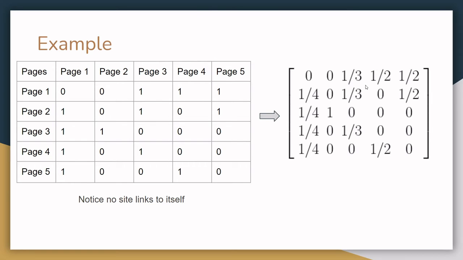Page 3 linked to 3 pages, so for each one of those pages, we have 1/3 instead. Page 4 linked to 2 pages, so 1/2. And page 5 also linked to 2 pages, so those are 1/2.